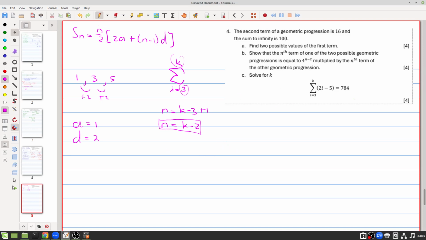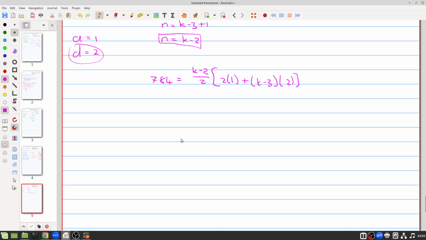So Sn, the sum, is 784. So 784 is equal to n over 2, but our n is k minus 2. So n over 2 times 2a, what is our a? Our a is 1, right? Plus n minus 1. So k minus 2 minus 1 is just k minus 3. So n minus 1 times our common difference, which is 2. Okay, and now we solve for k from here.